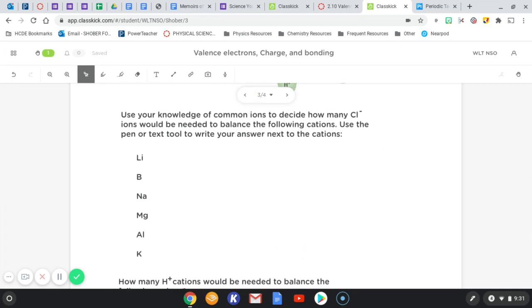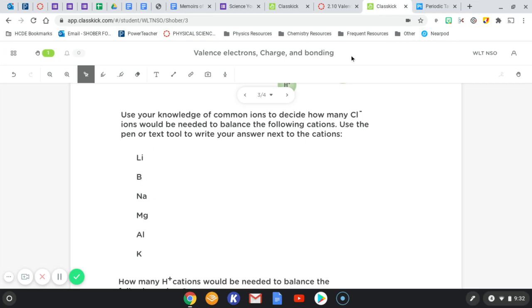All right, so use your knowledge of common ions to decide how many Cl- ions would be needed to balance the following cations. Use the pen or text tool to write your answers next to the cations. Okay, so first of all, what's the charge on a Cl- ion? Well, it's -1, right? It says that right in the name. So we need to figure out how many Cl's I would need to balance out the charges of these.